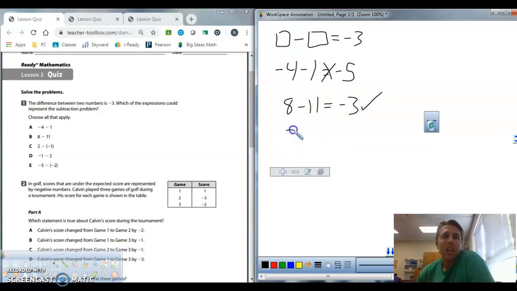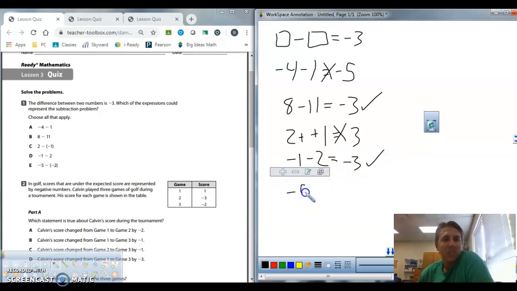Okay? 2 minus -1. Two negatives in a row, remember, make a positive, a plus a positive. Subtracting a negative is the same as adding a positive. So this would actually get you 3, which would not be -3. Okay? The next one, -1 minus 2. Alright, so you're starting at -1 here. You're going 2 more in the negative direction. That will get you to -3. So that would be 1.